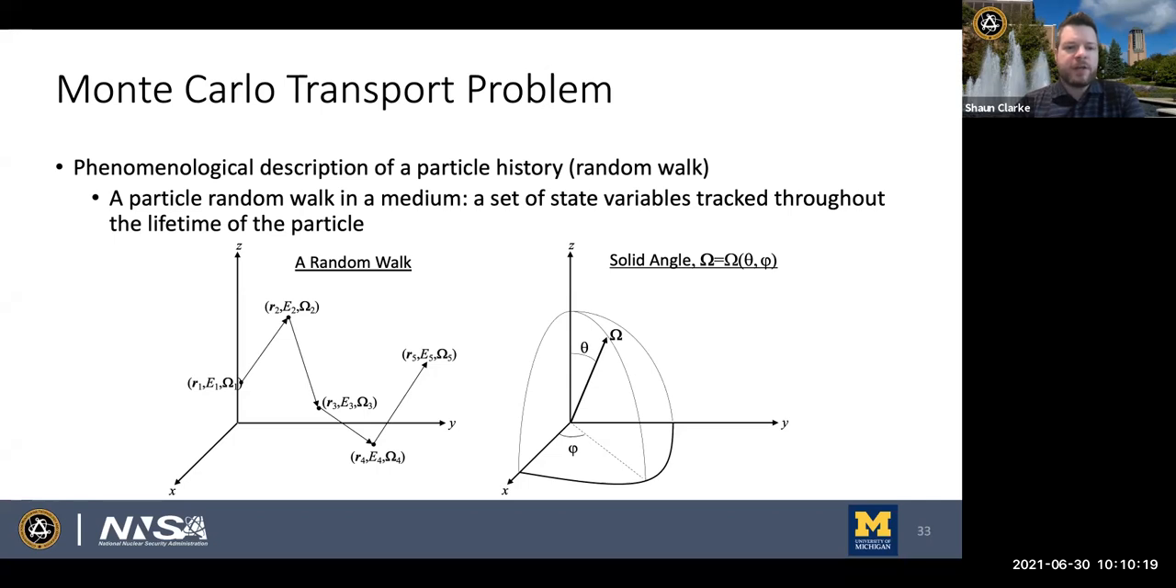But we can think of the random walk as, of course, this collection of path lengths and things that's kind of shown here on the left-hand plot. But really, it's a set of variables. So you can think of each point in the particle's lifetime as a collection of variables. In this case, we have the variable r, which is the three-dimensional position, the variable E, which is the particle's energy, and the variable omega, which is the direction of particle travel. And we can save these state variables at any and every position along the particle's track throughout the particle's lifetime.